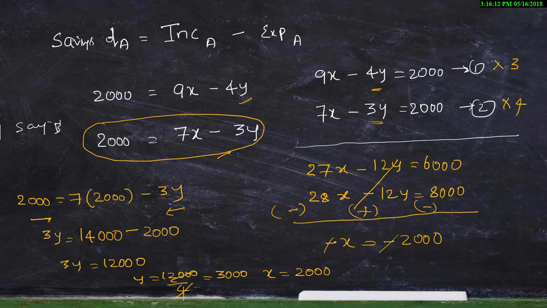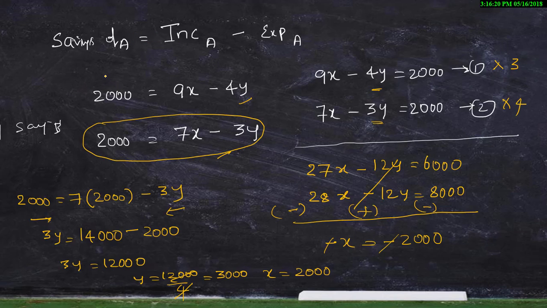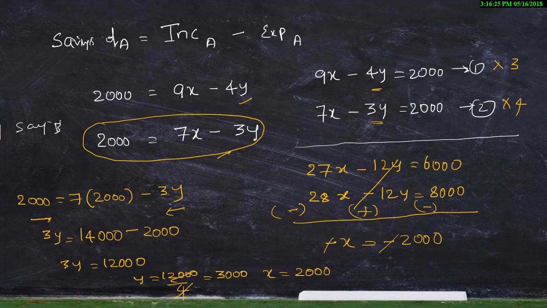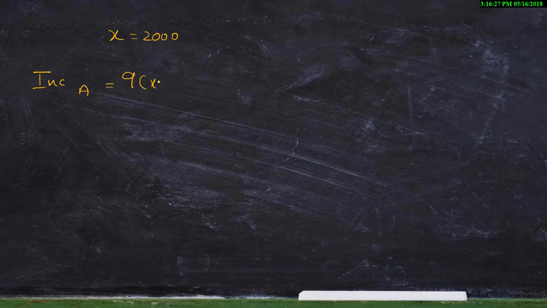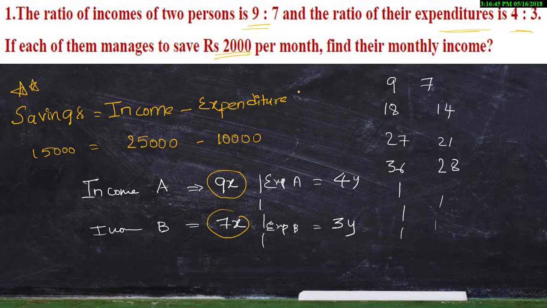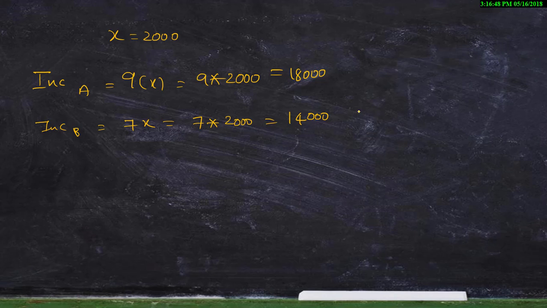Yeah, so what we got is x = 2000. Now what is the income of A? Income of A is 9x, and income of B is 7x. So we have to multiply with that x. 9 into 2000 is equal to 18,000, and income of B is 7x, 7 into 2000, that is equal to 14,000. That's it. There ends the matter.